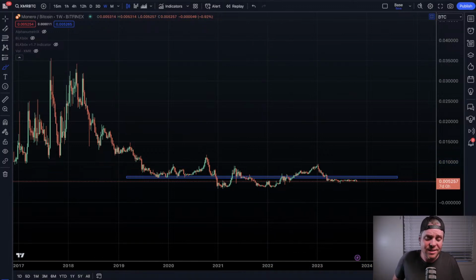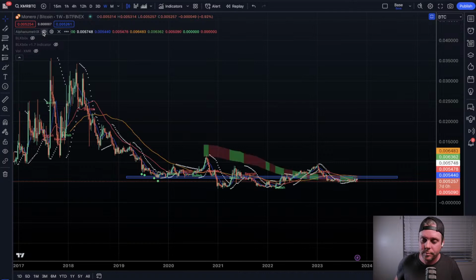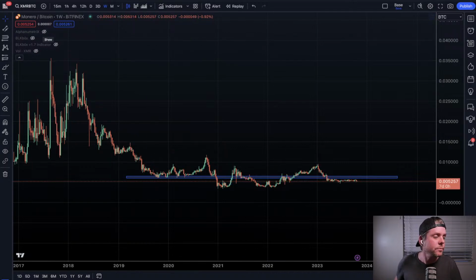But don't expect it to moon. It's not going to moon anytime soon, okay? We still have a long road ahead of us, but we could be looking at a potential bottom, and we are absolutely looking at a DCA buy, 100%. See what Alpha Numerics says. Still bearish on Alpha Numerics.